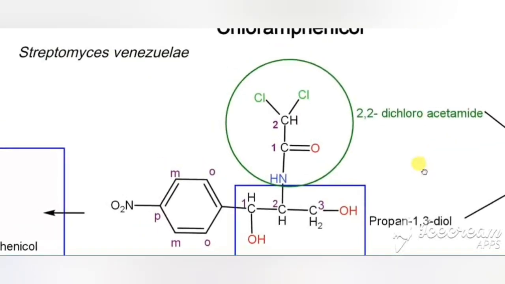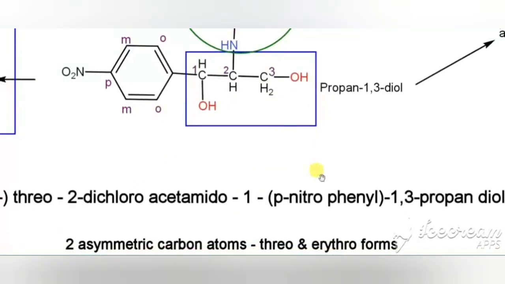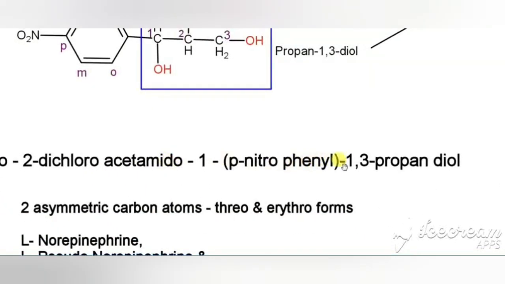Now we can tell the chemical name for chloramphenicol. For that we have to choose the parent. Here I have chosen propan-1,3-diol as the parent. With the propan-1,3-diol, the second carbon has dichloroacetamide, and the first carbon has paranitrophenyl. So its chemical name is 2-dichloroacetamido-1-paranitrophenyl propan-1,3-diol, or 1,3-propanediol.